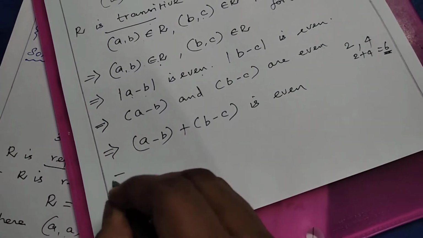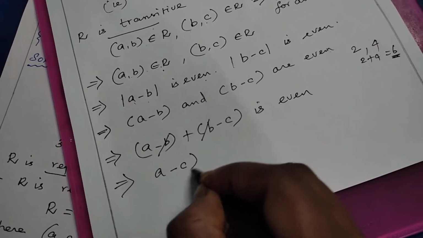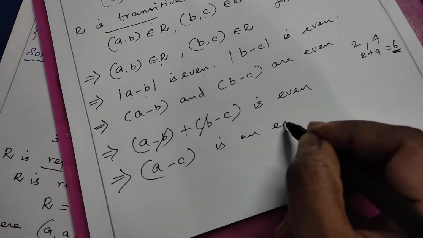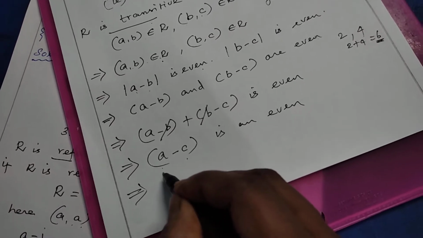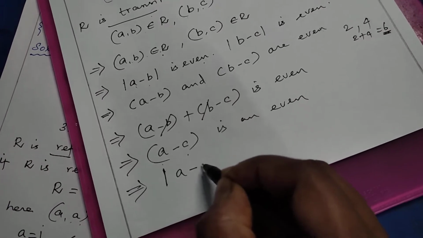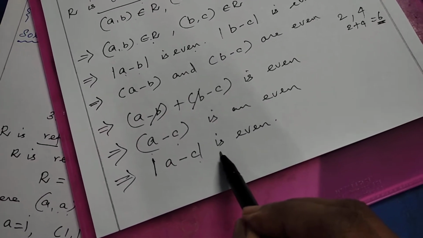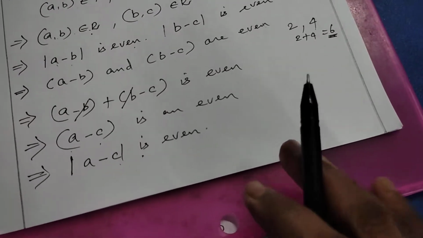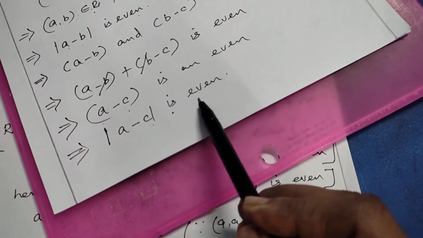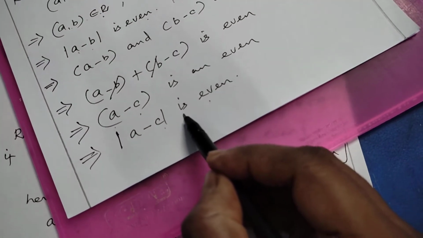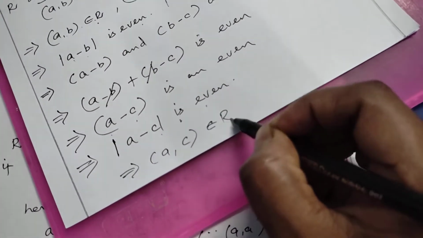Minus B and plus B cancel, so A minus C is an even number. A minus C is even means modulus of A minus C is even, because from the modulus we take only the positive value. So A minus C is even. From the relation condition, what we have is the pair A comma C belongs to R.